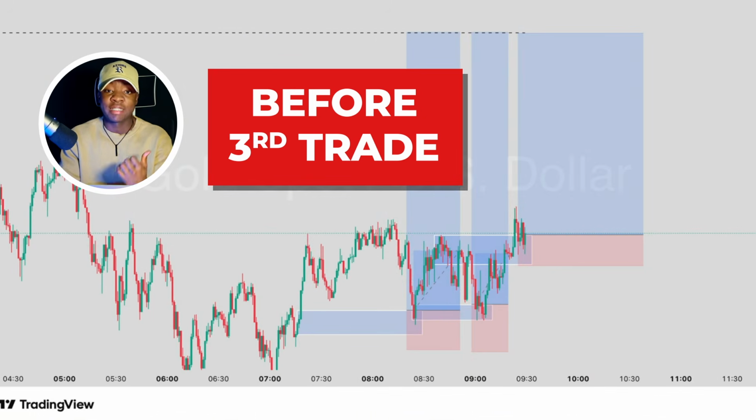Now this right here is the after move. These were the 3 trades that we had taken. This is the trade that gave us the flip. I shared it in the Signal channel.